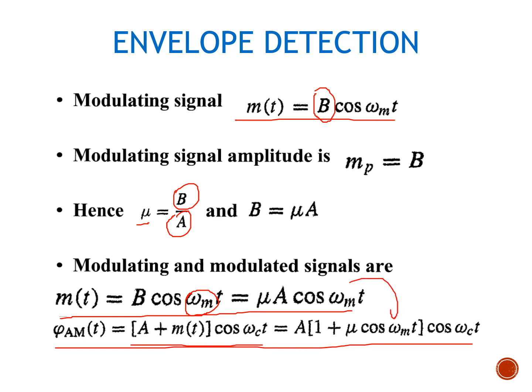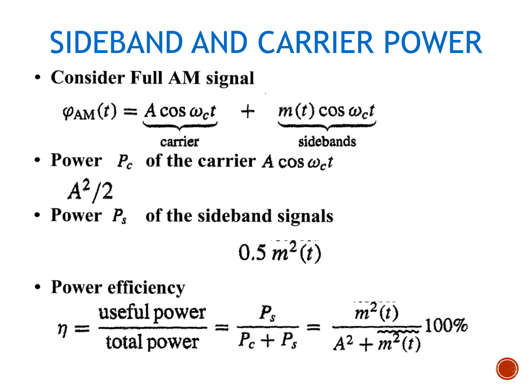We can substitute the value of m(t) here. We have considered the message signal as a sinusoidal signal having a low frequency. So this is called tone modulation, right? Then if we look at the AM signal in detail, we have two parts. One is the carrier A cos omega c t, and the other one is the sideband. So this was the double sideband suppressed carrier, and this is the carrier part.